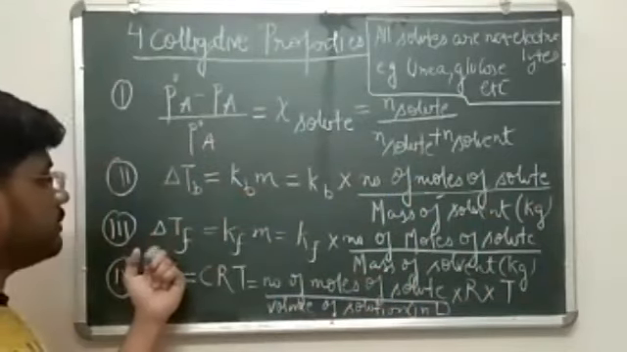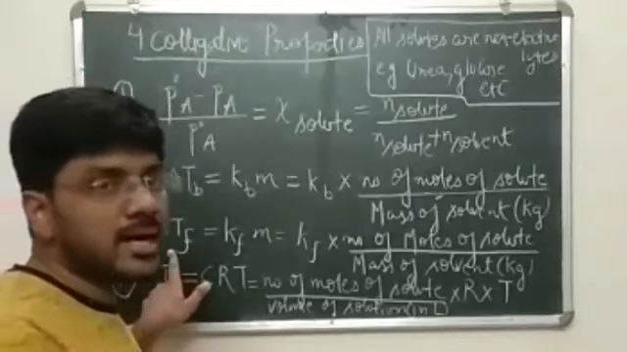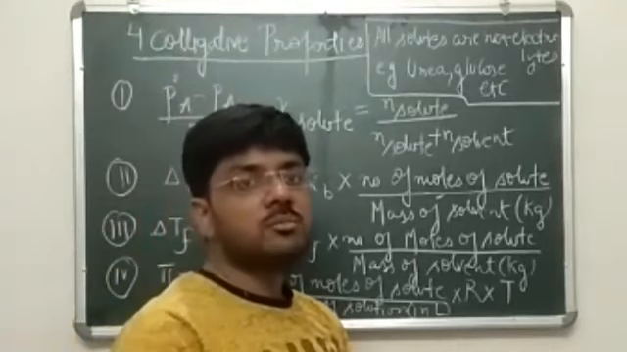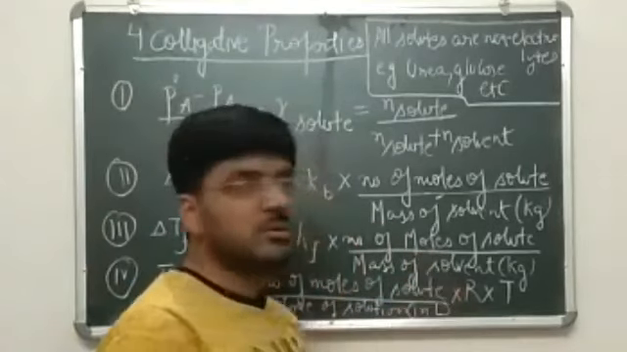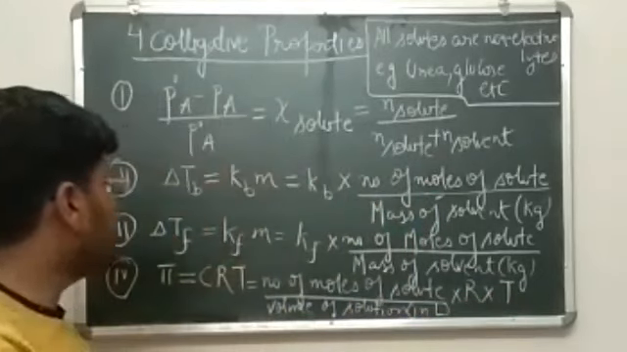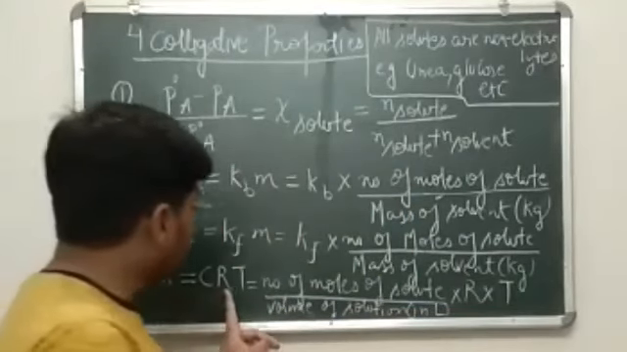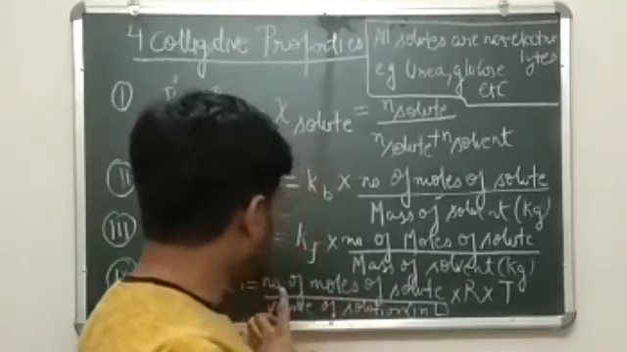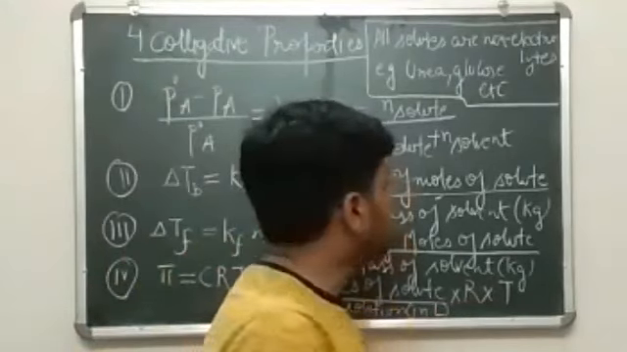The next colligative property which we have discussed is the depression in freezing point, which is given by delta Tf, and it is equivalent to Kf m, where Kf is the molal cryoscopic constant and m is the molality of the solution. Again, molality is number of moles of solute divided by mass of solvent in kg. And the last colligative property is the osmotic pressure, which is equivalent to CRT, where C is the concentration in terms of molarity. Molarity is defined as number of moles of solute divided by volume of solution in liters, into R into T.